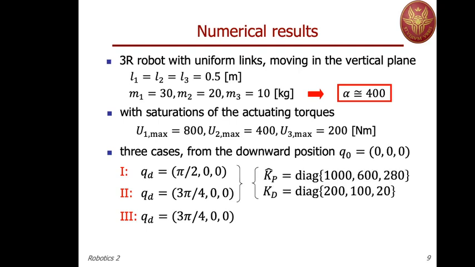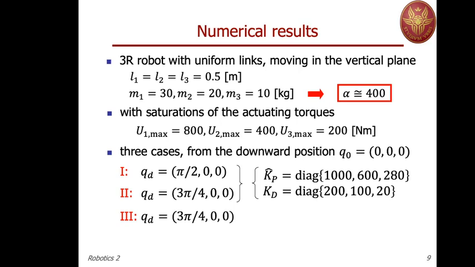In fact, for the first two, we use for KP hat a diagonal matrix with 1,600 and 280 as gains, while the KD, which should only be positive, in fact the requirement of diagonality is not needed, but this is a simple choice, is chosen as 200, 120. There is no requirement other than having positive values here.